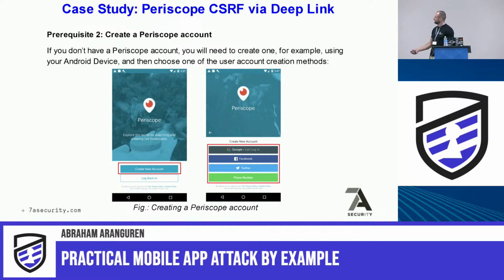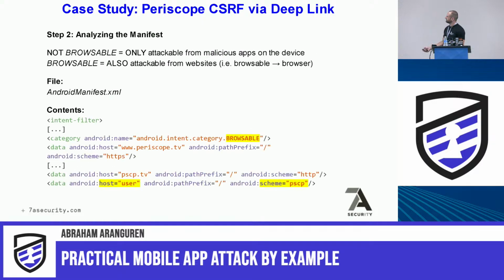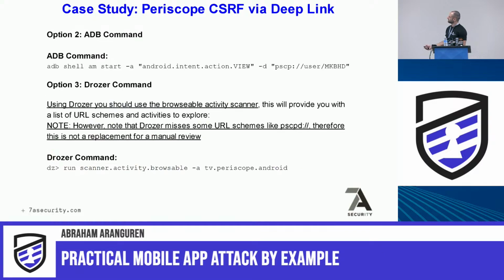So you can follow these steps. The idea here is that you create a new account, and then you check the Android manifest and look for these browsable activities. There's one that has a scheme of PSCP with a host of user. This is telling us the structure of the deep link, right? PSCP user, and then the ID of the user. This is going to show the user. There's no attack yet. This is just how the deep link works.